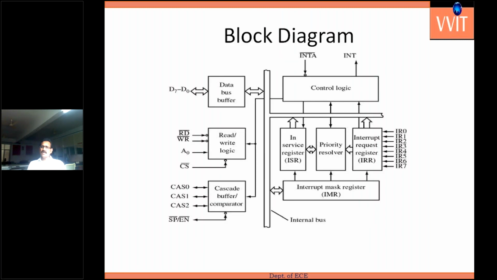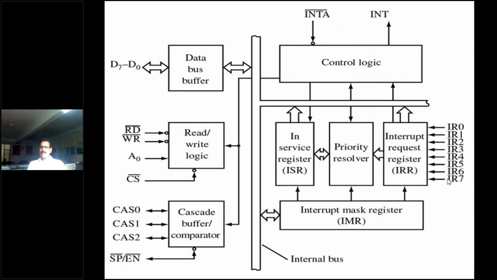Now this is the internal block diagram. When any interrupt request is ready, that interrupt request is loaded by the IRR. Based on priority resolving, it services the 8086. After the 8086 service is completed, it is loaded into the in-service register. Now, the priority order from IR0 to IR7 can be changed based on the interrupt mask register.